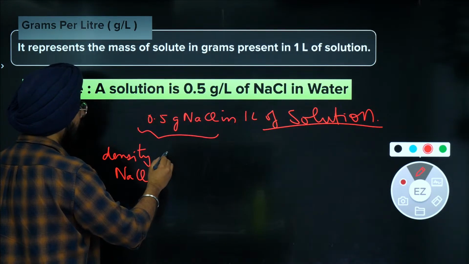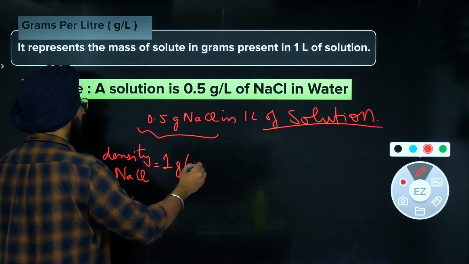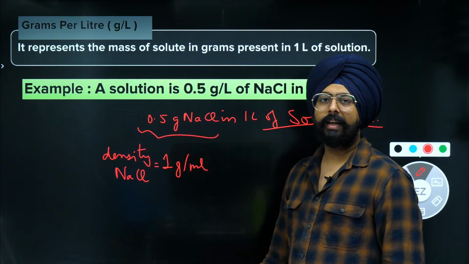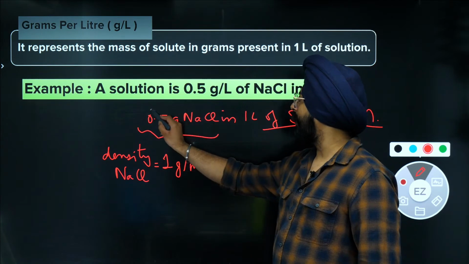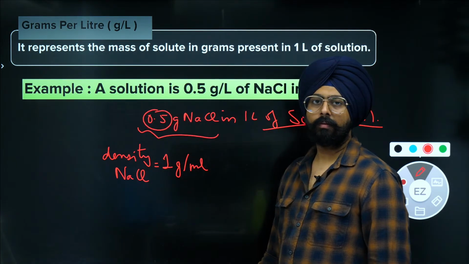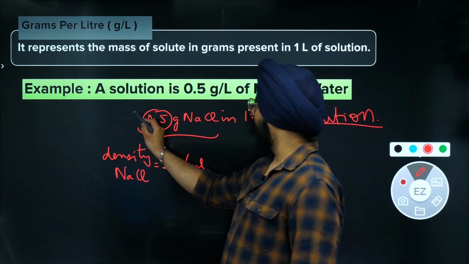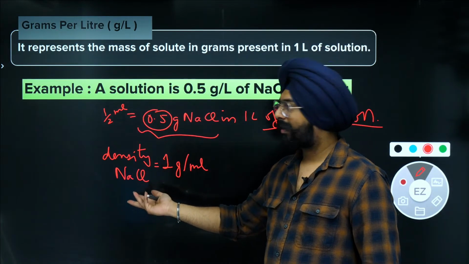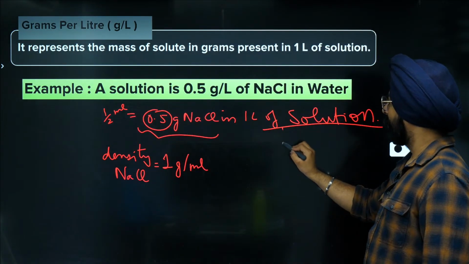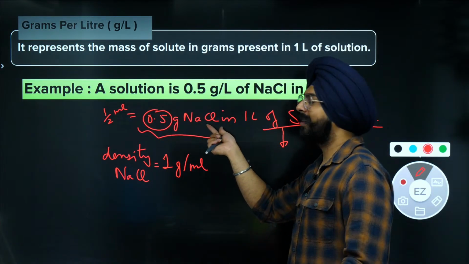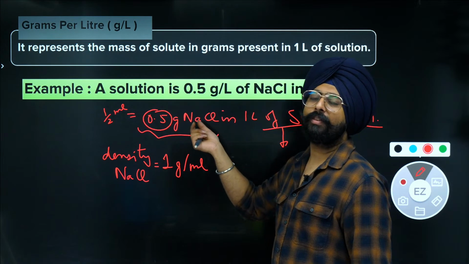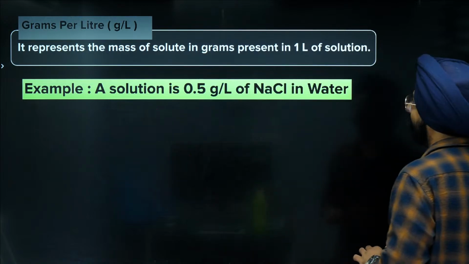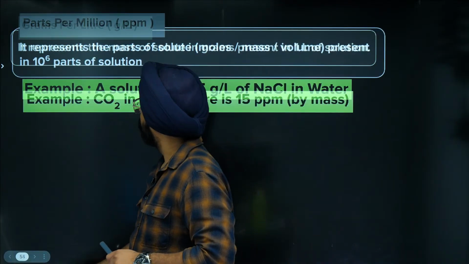random assumption, let's say the density of NaCl is 1 gram per milliliter. So how many milliliters is this? This is equal to half a milliliter. So in 1 liter of solution, half a milliliter is NaCl and 999.5 milliliters is water. Cool. Grams per liter is also done.